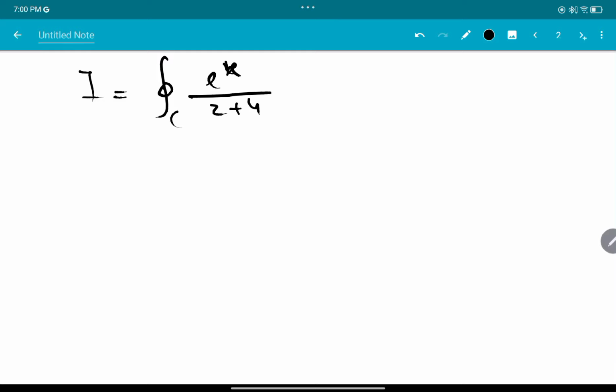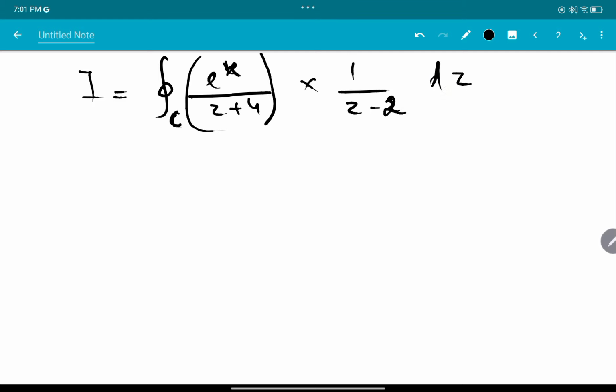Just separate only that factor which is the singularity factor. Other than the singular factor, the rest is f(z). So e raised to z divided by z plus 4, and then we have 1 divided by z minus 2. This is the singularity factor, z minus 2, dz.